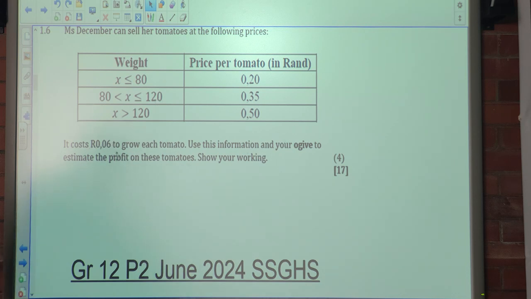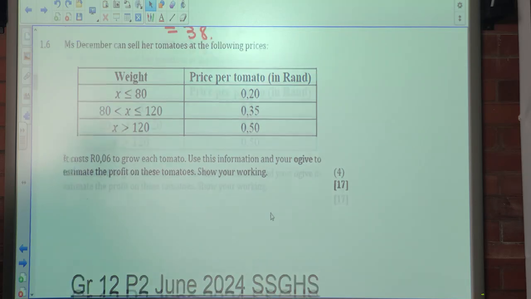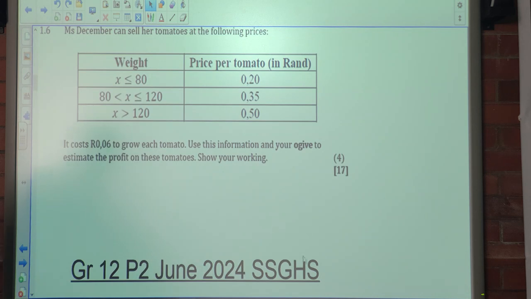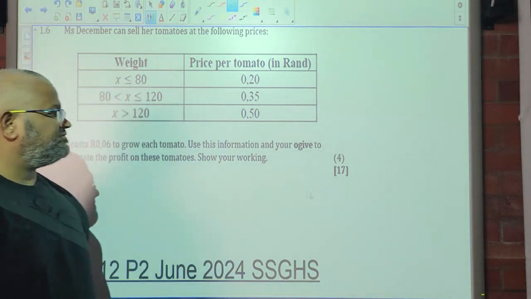It costs 6 cents to grow each tomato, irrespective of weight. Use this information and your own graph to estimate the profit on these tomatoes. Show your working. Alright, let's go.